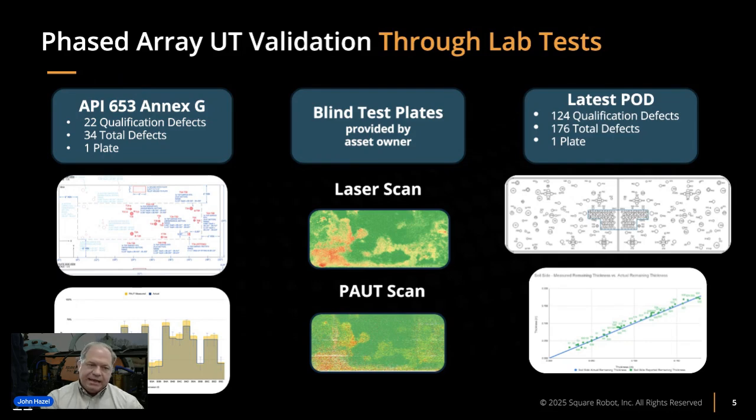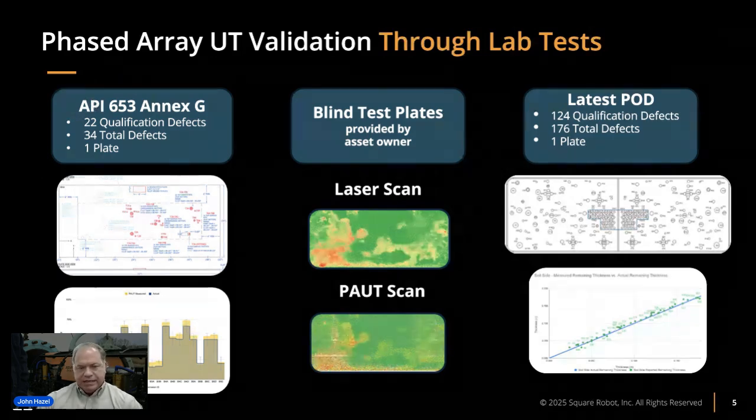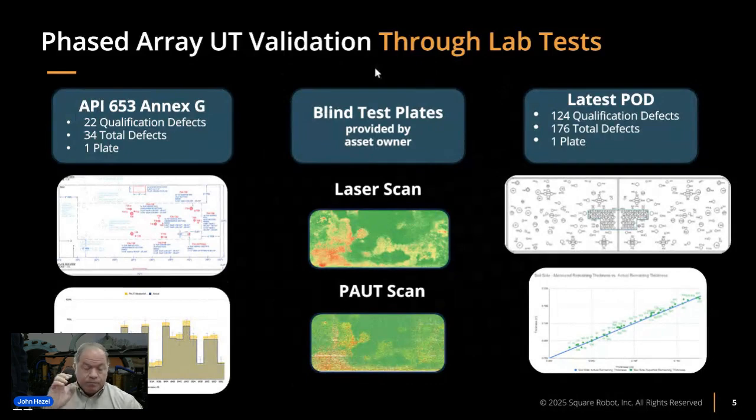So we had our first plate with this, and as you can see, our data was very close, even at that time. We've performed blind tests also from customers that provided plates for us to scan. We actually had a laser scan of that and compared our PAUT scan with that, so you can see a very high correlation and overlap between the data.